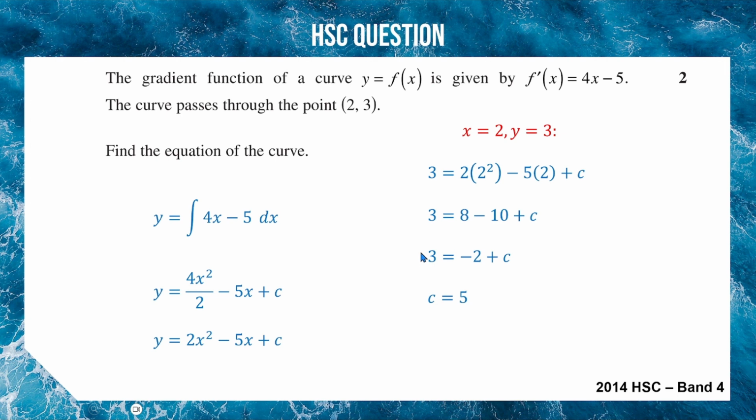All right, that gets us our final answer over here. With c equal to 5, we have 2x squared minus 5x plus 5 as the equation of our curve. Okay, beautiful. So that's integration.